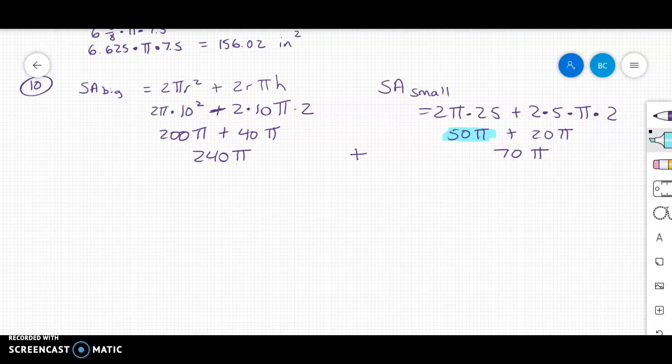So I'm actually going to add 240 pi plus 20 pi, because all I really want is that part, and so that's going to give me the 260 pi, which is 816.4 feet squared.